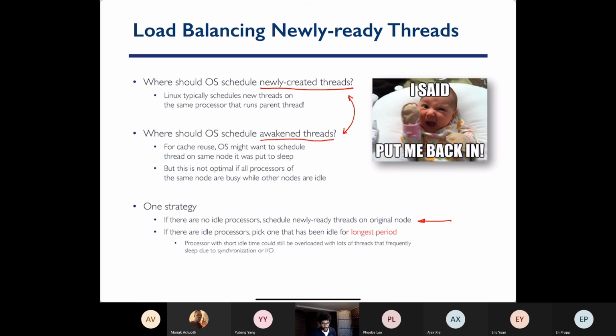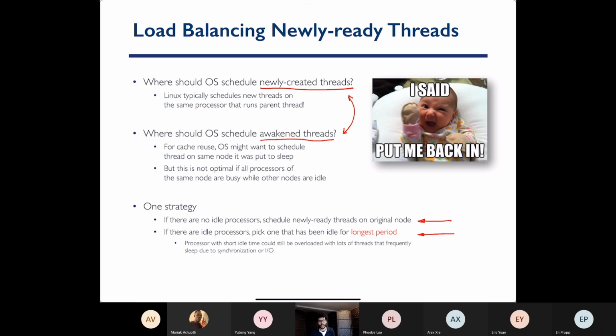So one strategy that you could use, instead of blindly putting them where they are created or blindly putting them where they went to sleep initially, is to run your load balancing algorithm every time you create a new thread or every time a newly awakened thread comes back. So you could basically look at the load on your system and then assign them to the least loaded CPU.